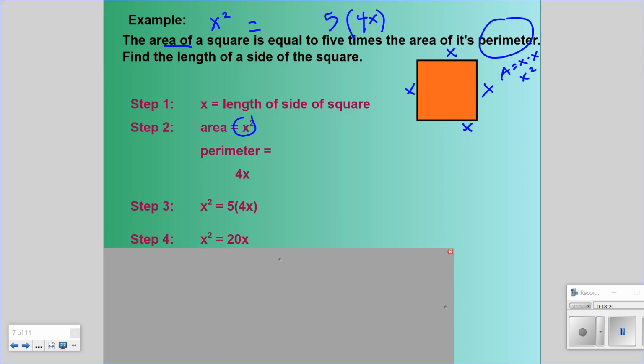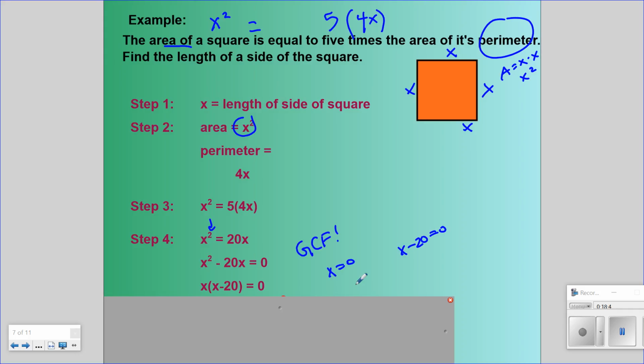So we get x squared equals 5 times 4x. From here, simplify. Because of the x squared, we need to set equal to 0 and factor. And for the factoring method here, we need to pull out a GCF. Remember, that's the first method of factoring to always look for. And so our two factors are x and x minus 20. So we'll set each of those equal to 0. So one solution is x equals 0, and the other is x equals positive 20.